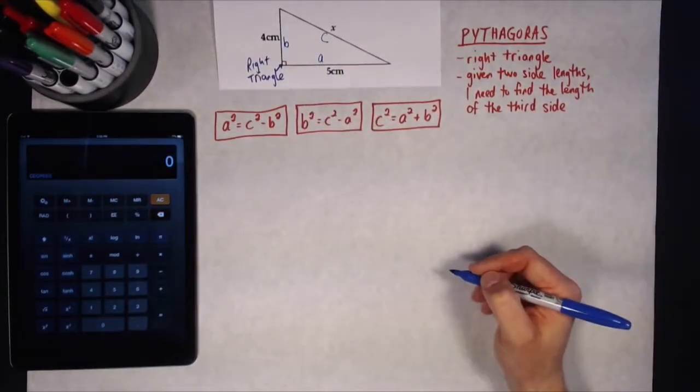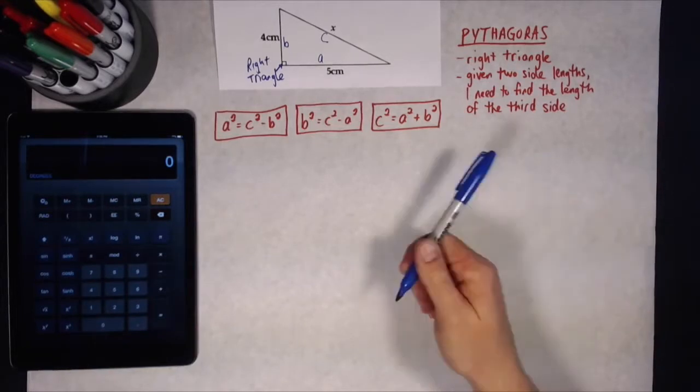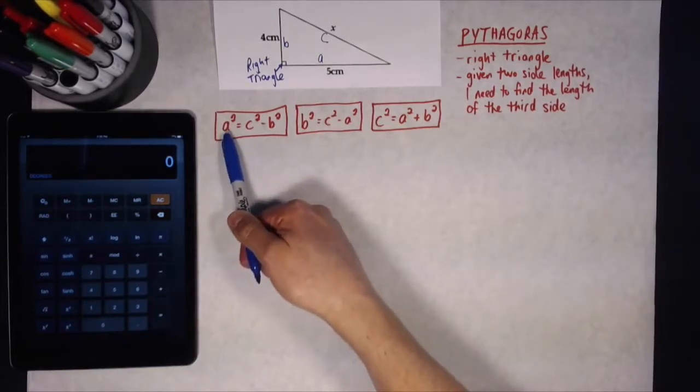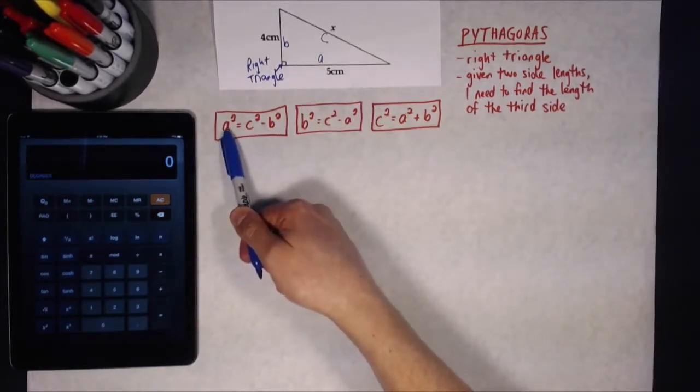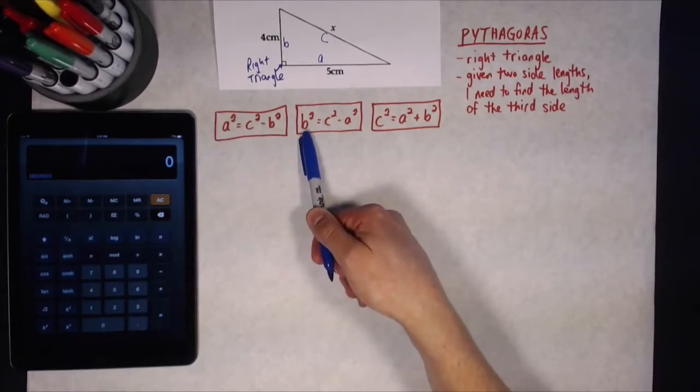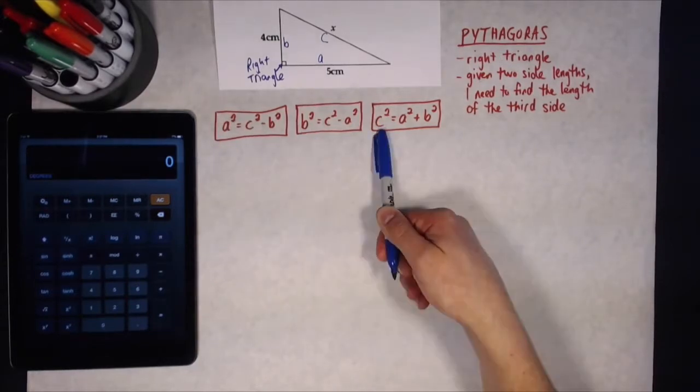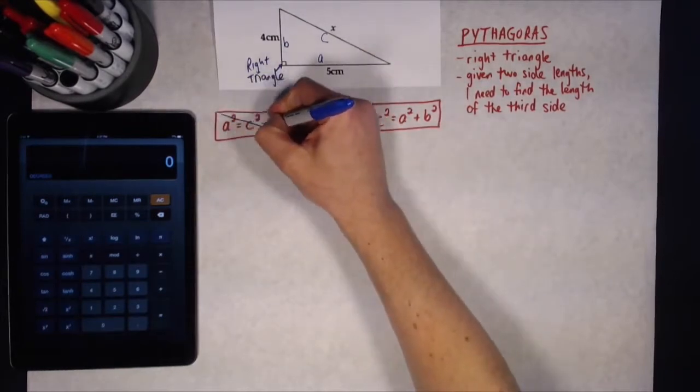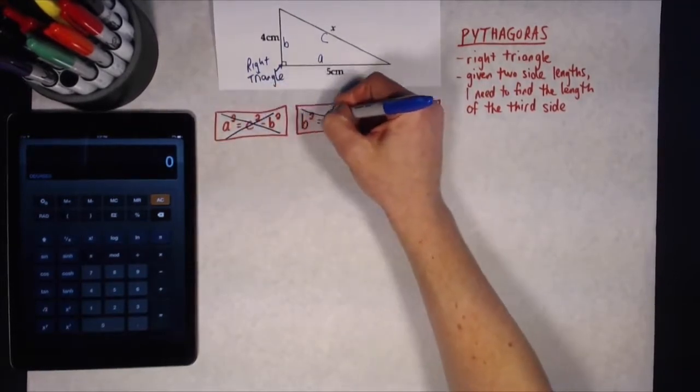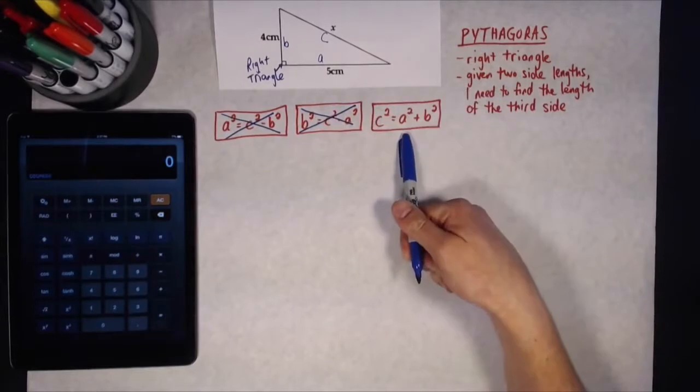Now there's three variations of the same formula for Pythagoras. If I'm looking for side A, I would use this one because the A is by itself. If I was looking for side B, I would use this one because the B is by itself. But what I'm looking for is side C. So I'm going to choose the one where the C is all by itself on one side of the equals. So I'm not going to use this formula, and I'm not going to use this formula. This is the one I need.